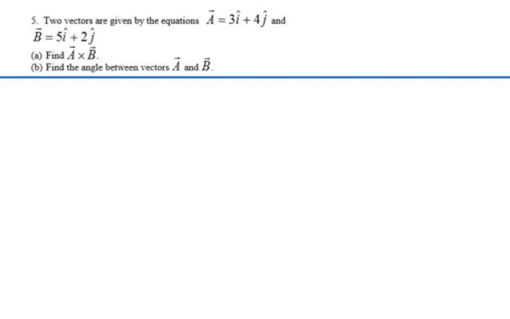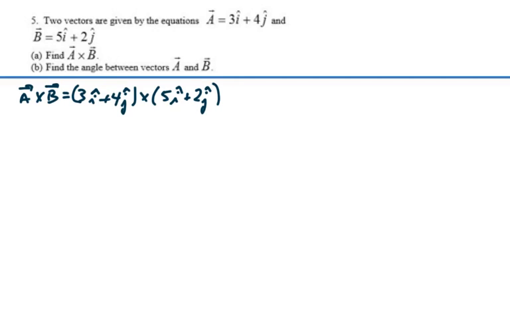Here's sample test problem number 5. Two vectors are given by the equations a equals 3i plus 4j and b equals 5i plus 2j. Find a cross b. Alright, so a cross b is going to be 3i plus 4j. Make sure we put the hats on all of our vectors. Crossed with 5i plus 2j.